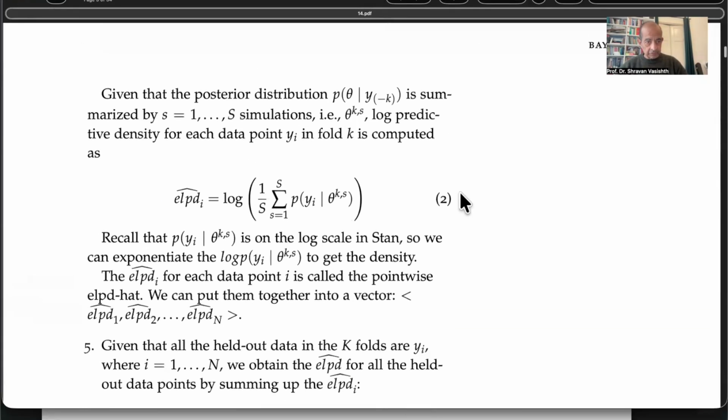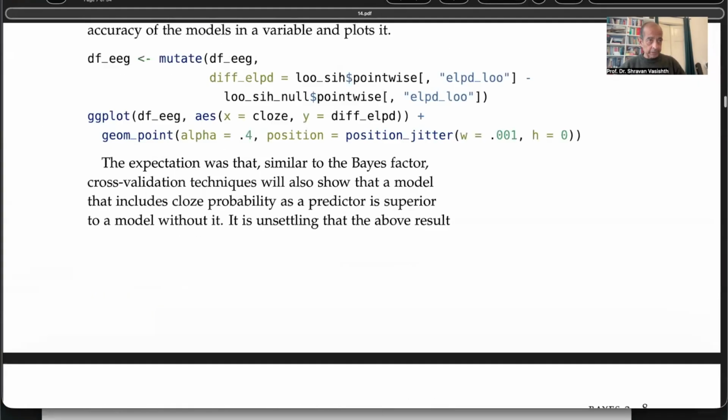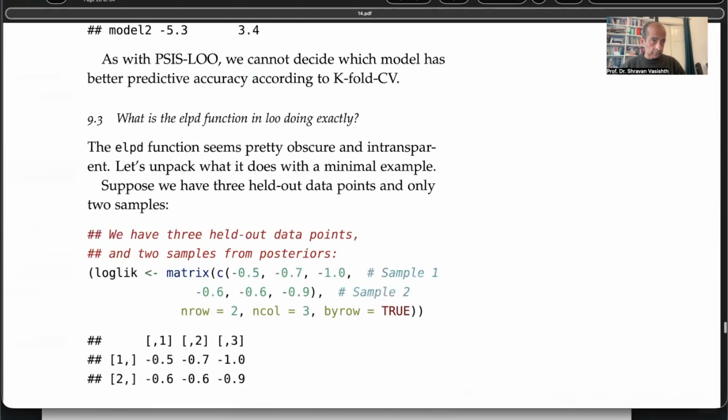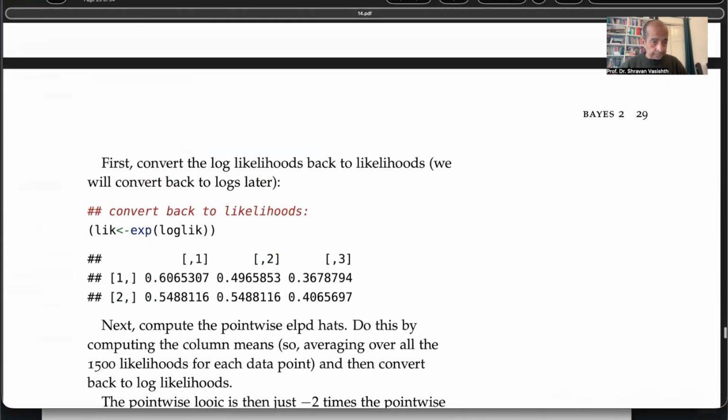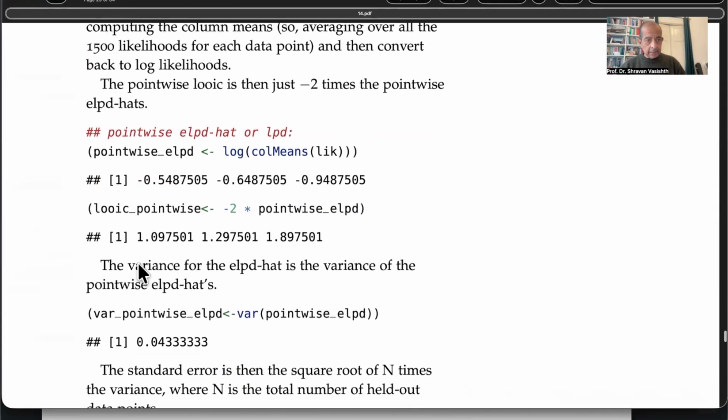Sorry for this tedious back and forth, but here it is. I take the log of the means and I get the pointwise ELPD hats for every single data point, each of those 3 data points. Here's my pointwise ELPD, ELPD underscore i, on the log scale. If I want to compute the LOO information criterion, it's just -2 times these pointwise ELPDs. So I have the LOO information criterion for every single data point as well.